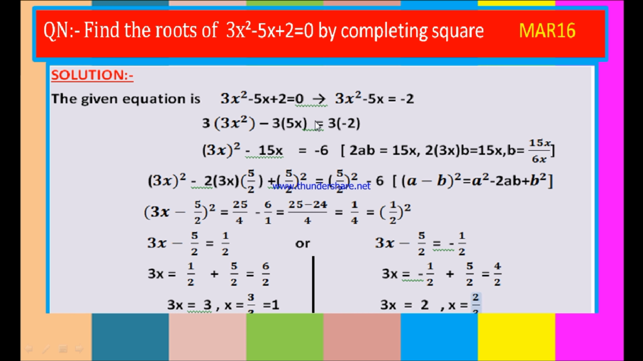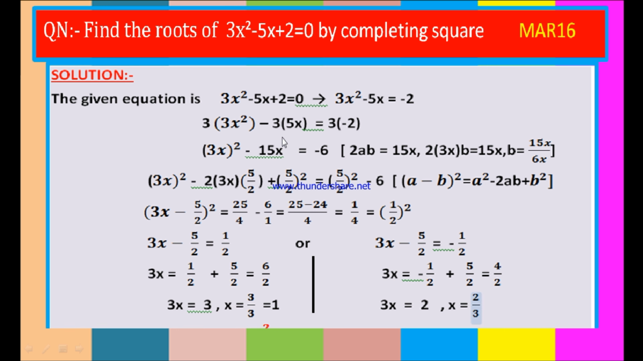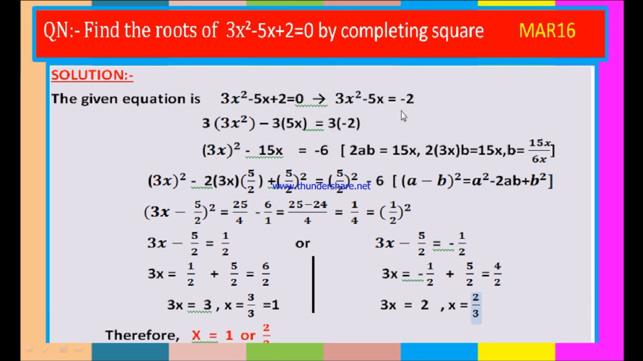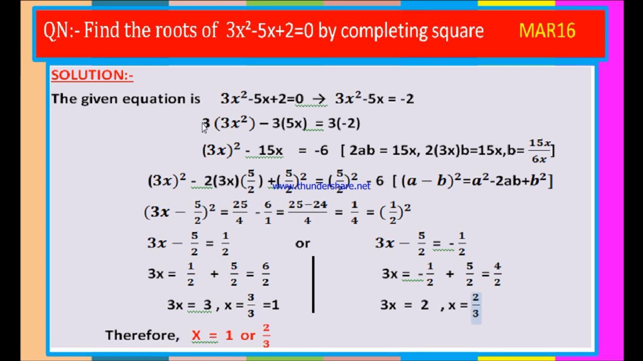3 into 3x² minus 3 into 5x is equal to 3 into −2. 3 into 3 is 3², into x² is (3x)². Minus 3 times 5 is 15x, equal to 3 into −2, which is −6. Now, in order to find the roots by completing the square, you have to write this LHS in the form of (a − b)².